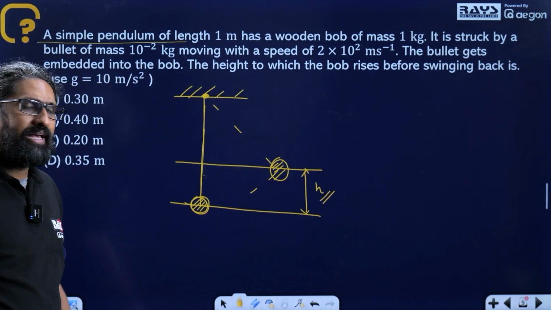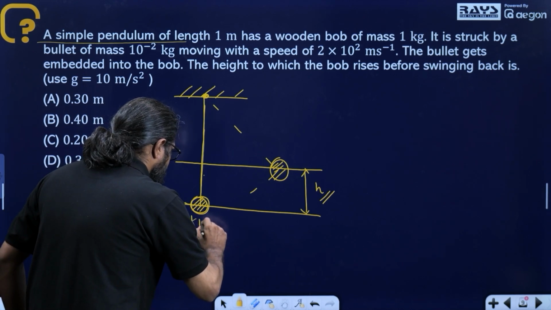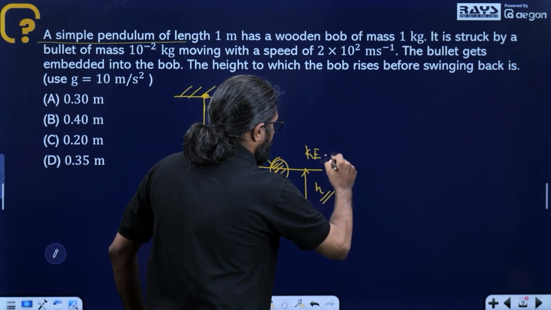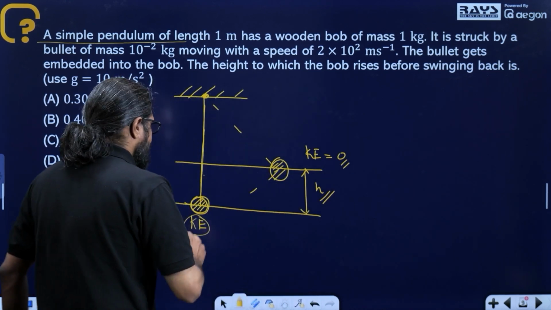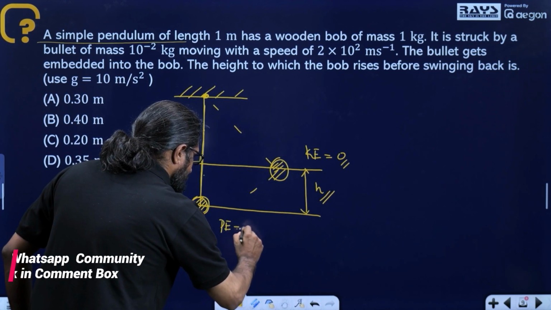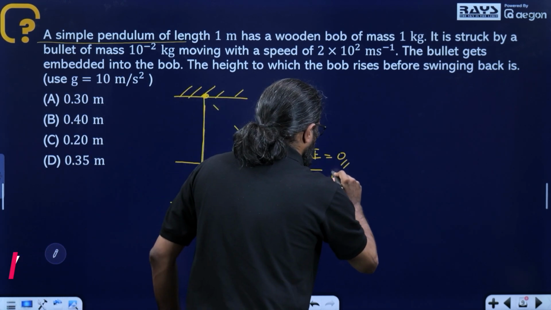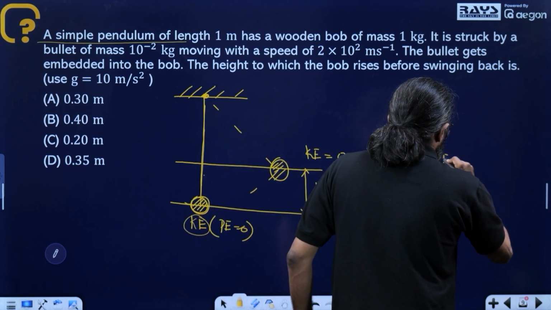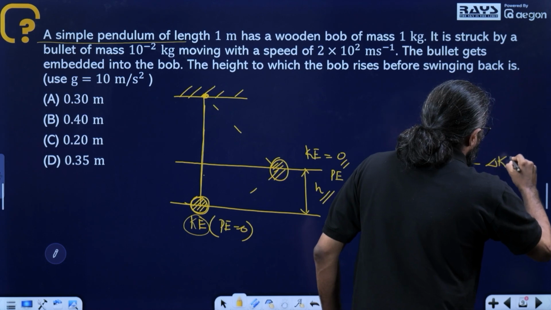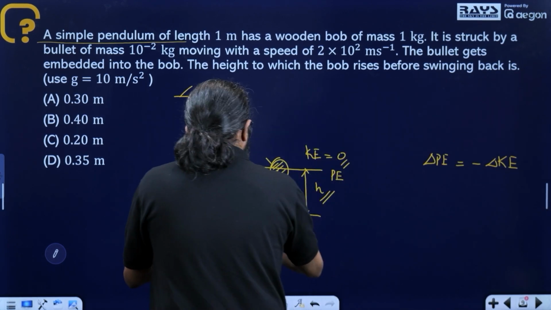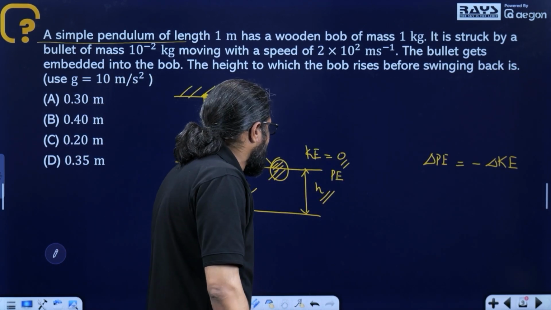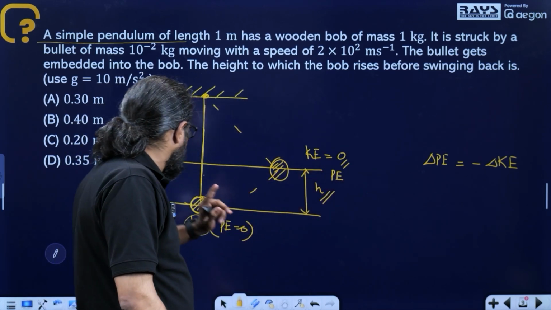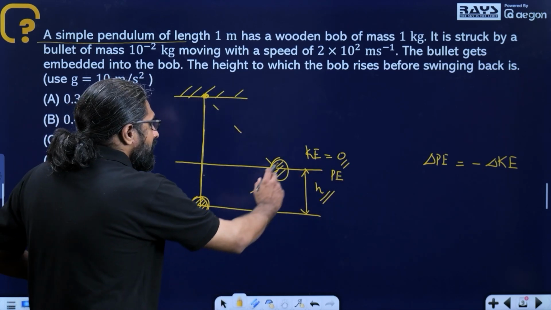H is what we need to find. Understand the fact that here there will be a certain kinetic energy. When it reaches here, kinetic energy will become 0, and at the starting point PE will be 0. When it reaches here there will be some amount of PE, and it's very clear delta PE will be equal to minus delta KE. So, in this process loss of kinetic energy will be exactly equal to the gain of potential energy. I'll tell you how to calculate this now.